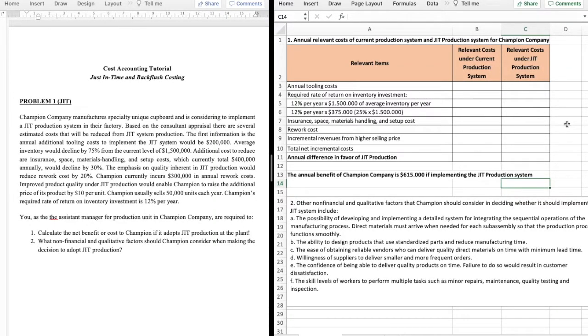In today's video, we are going to discuss two problems. The first one is just in time and the second one is backflush costing. And now let's just jump into the problem.